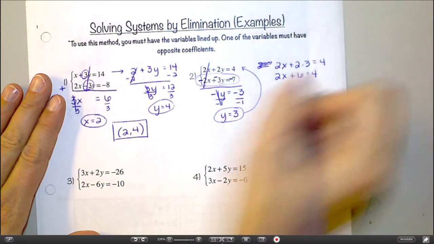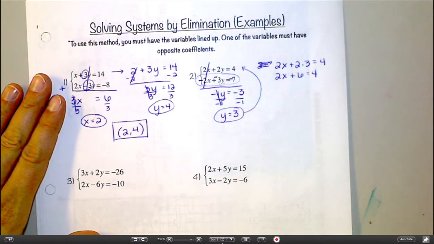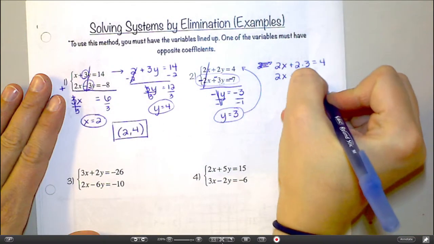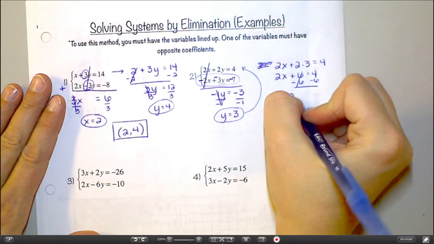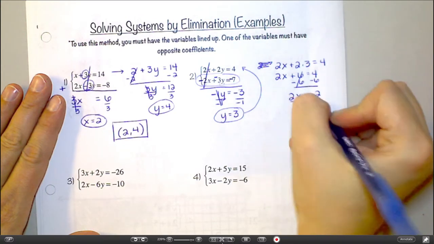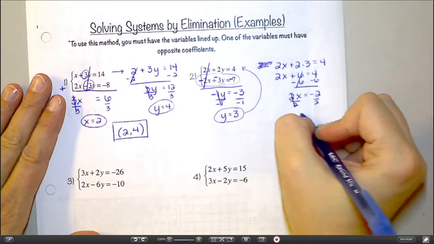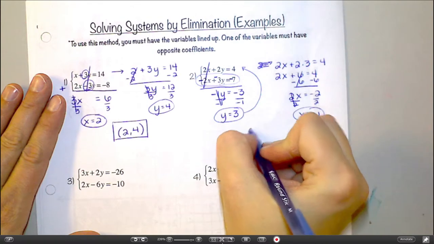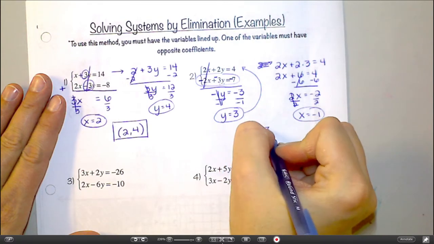Everyone okay with that? Everyone see what I did? Minus 6 minus 6. 2x equals negative 2. Divide by 2. X is negative 1. So the coordinate is negative 1, comma 3.